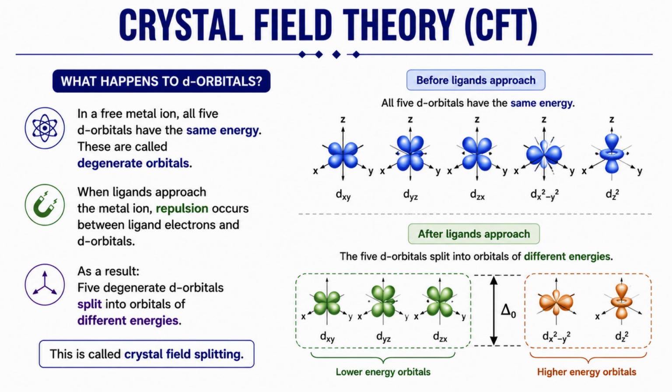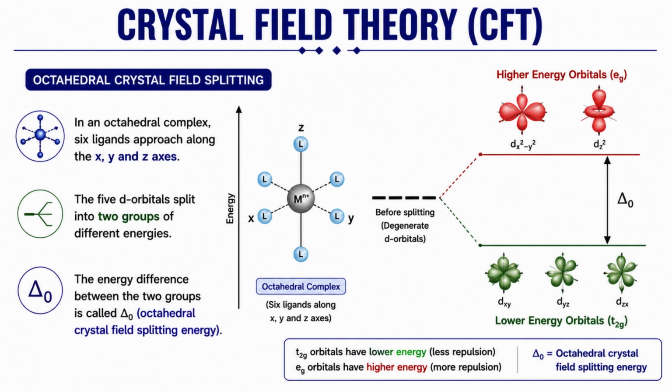Before ligands approach, all 5 d-orbitals have the same energy. After ligands approach, some d-orbitals become higher in energy, while others become lower in energy. In a free metal ion, the 5 d-orbitals are dxy, dyz, dzx, dx² − y², and dz². These orbitals have the same energy and are called degenerate orbitals. The most common geometry is the octahedral complex. Here, 6 ligands approach along the x, y, and z axes.